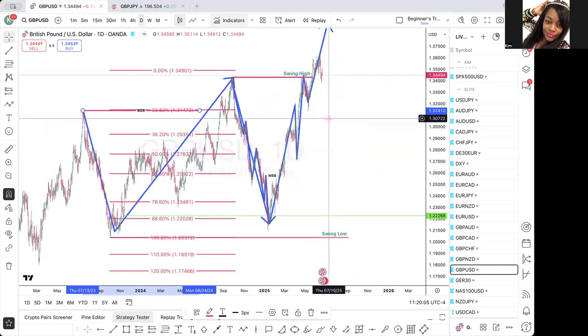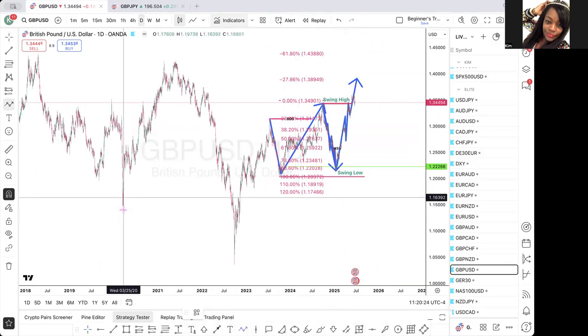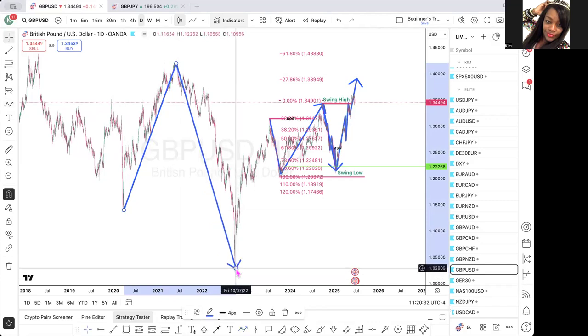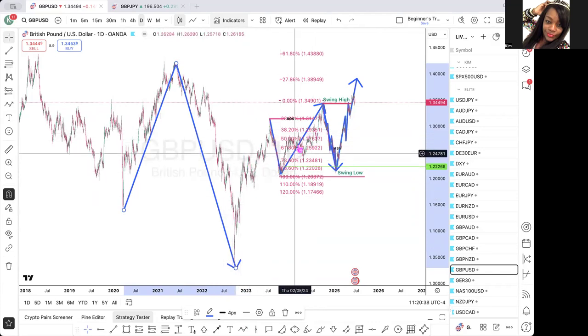So I would need for price to come back to the 78 or 88 based off this last structure right here. Now, with that being said, the overall higher time frame structure is this right here. Now, this is where it gets confusing for most people, okay? The higher time frame is right here, which means I'm looking to buy up to, can anybody know where I'm buying up to? I would like to see price go up to.